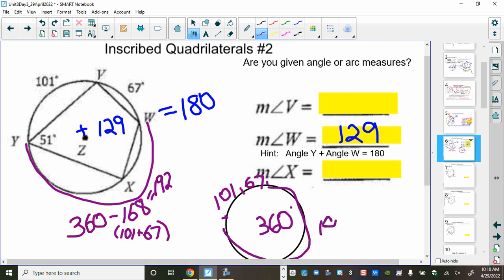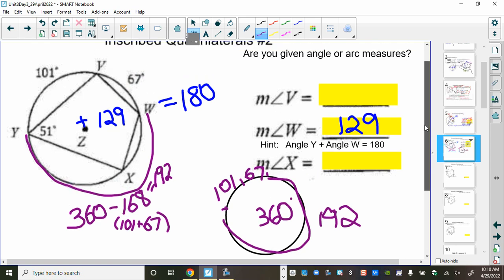Now, let's talk about that 192. You can look at either angle X or angle V, and either way we're going to get the same in the end. But since we have arc lengths, what do we have to divide by to get our angle measures? This is going to be a little work, this last little bit.